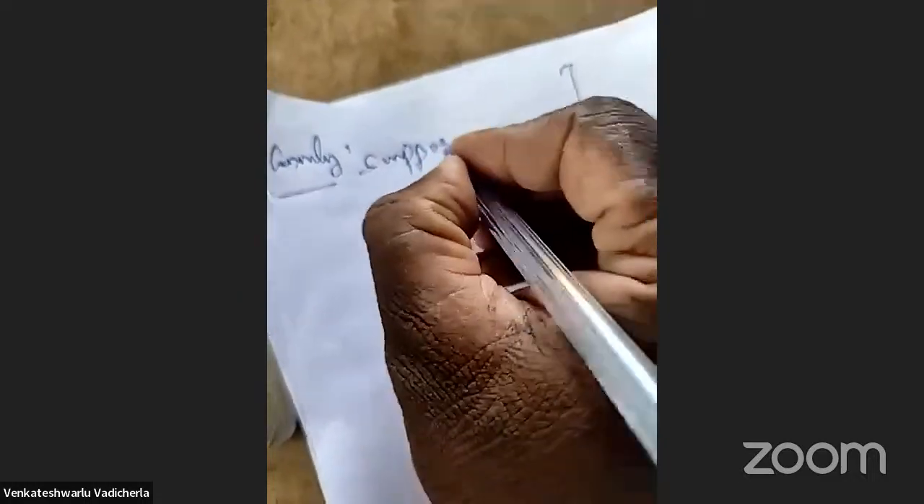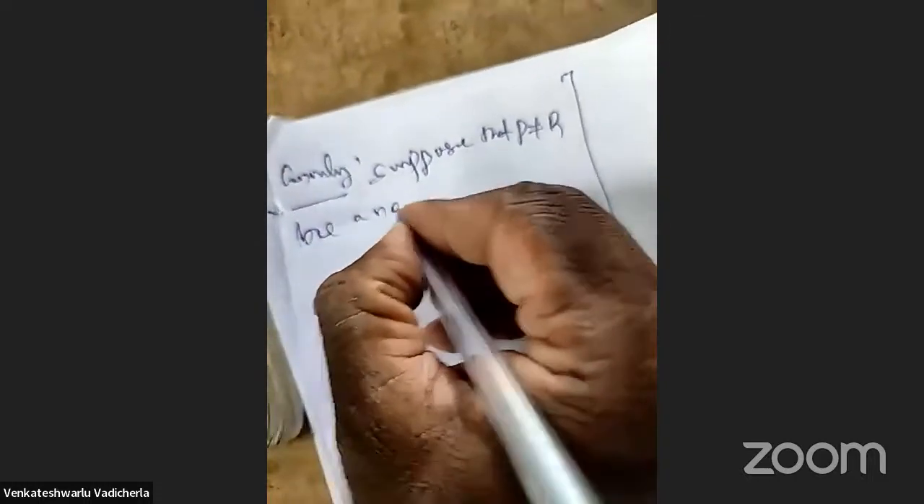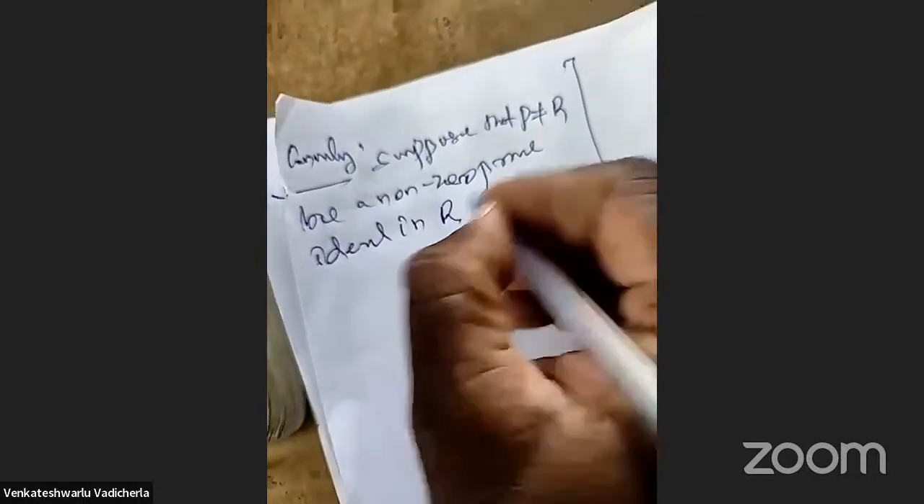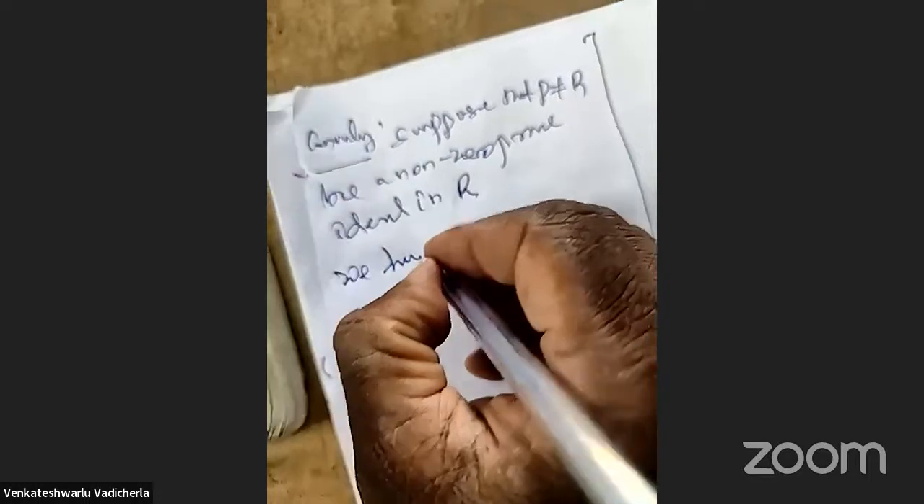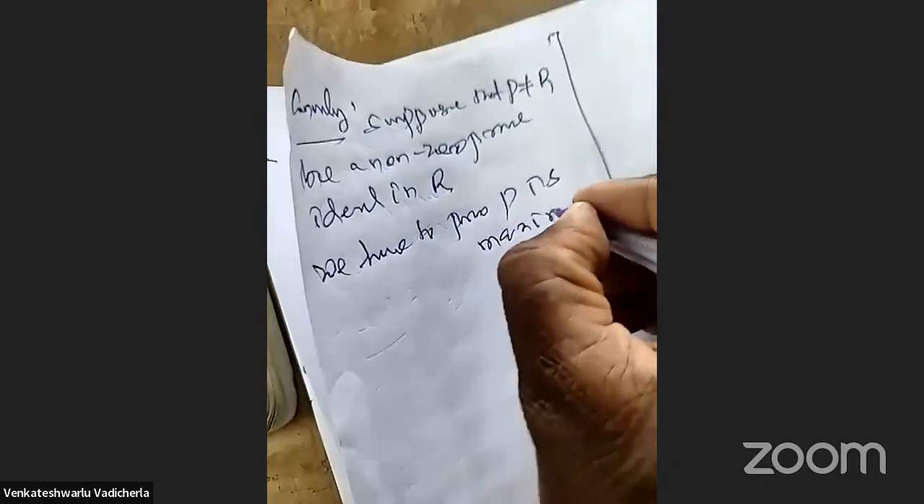Now again, this is the converse part. So conversely, suppose that P not equal to R be a non-zero prime ideal in R. We have to prove that P is maximal.